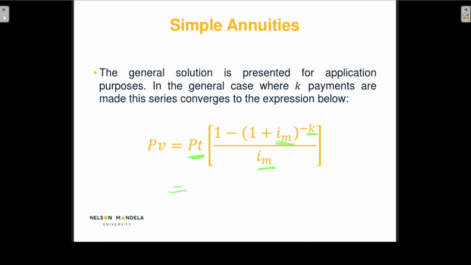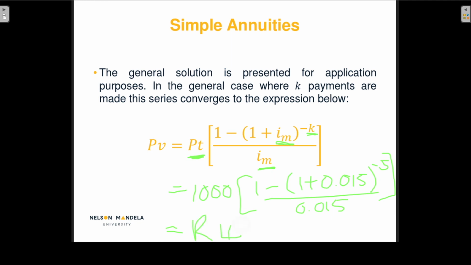We can just do the substitution now in this general formula. So we made 5 payments of 1,000 rands each. Our interest rate was 18% per annum compounded monthly, so our effective monthly interest rate was 0.015. We made 5 payments, so my K is 5, so that will be to the minus 5. And then I divided by i_m, 0.015. If you do that calculation, you get an answer of 4,782 rands and 64 cents.